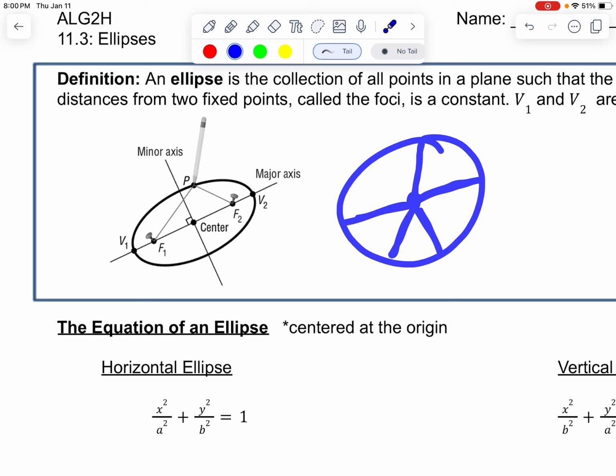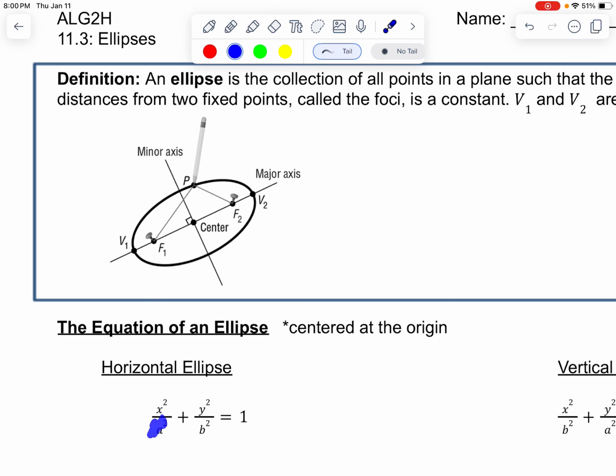And the equation, if you think about it, is really similar to a circle, right? We've got the x squared plus y squared. The difference is now, instead of equaling our radius squared, we have the a and the b values underneath. We use a and b to identify the major and minor axis. The major axis is longer, the minor axis is shorter. The vertices are on the major axis. The co-vertices are on the minor axis.